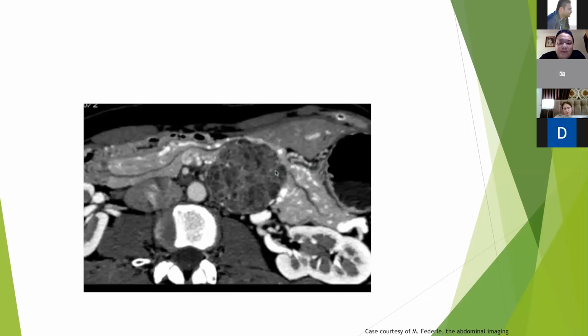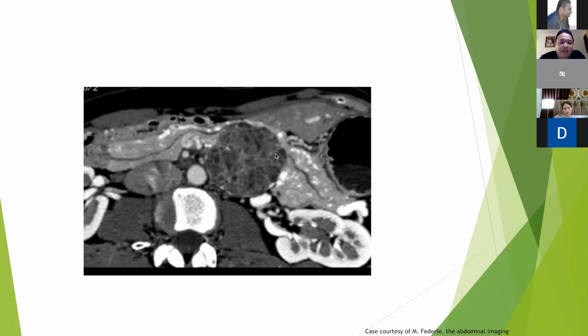We see here a 75-year-old woman with upper abdominal pain who has a large encapsulated cyst. There are multiple tiny cysts within this mass with thin septation, no mural nodule, no ductal communication. The duct is displaced anteriorly, but there is no ductal communication. And although the cyst is very large, there is no invasion of adjacent structures.